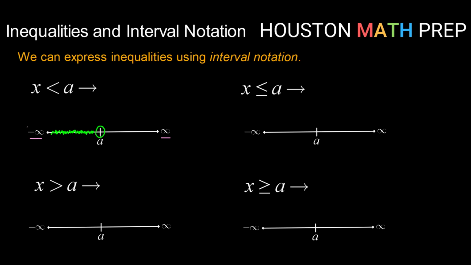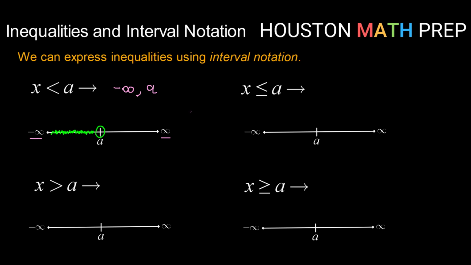What we can do is go from left to right. On the left side of my graph, I have negative infinity. I'm going to connect my two endpoints with a comma. On the right endpoint of my solution graph, I have a.